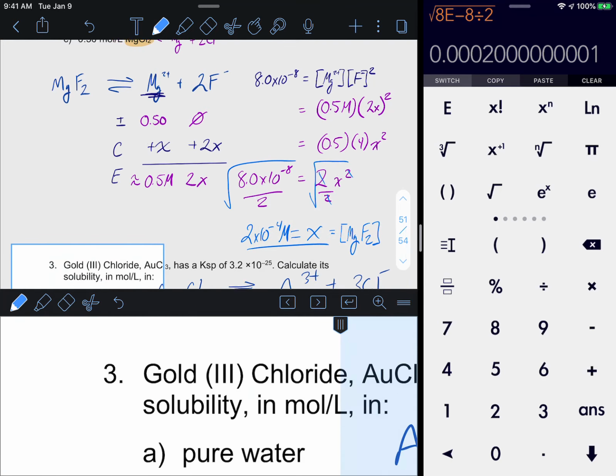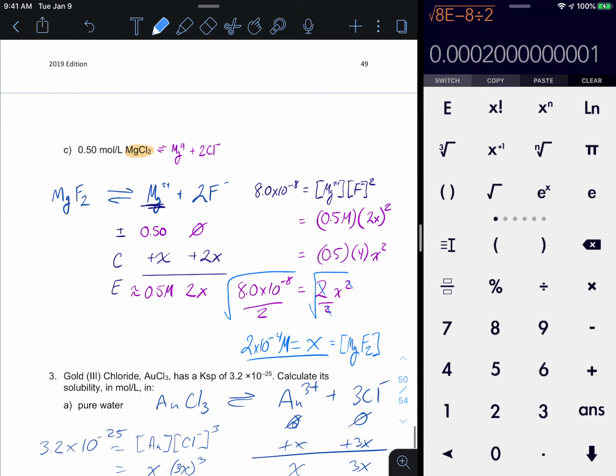The only time this would be difficult, I can see, is if we were dealing with something that had one of the two ions that was not in a 1-to-1 ratio. So if you had, I don't know, like aluminum oxide, for example. So in aluminum oxide, we would have to worry that there's a 2 and a 3, so x would only be equivalent to one of those. It would have to be multiplied to figure out the concentration. That's not going to happen, so don't worry about it. So that's how we do those questions.